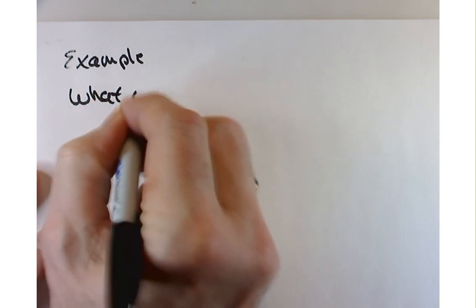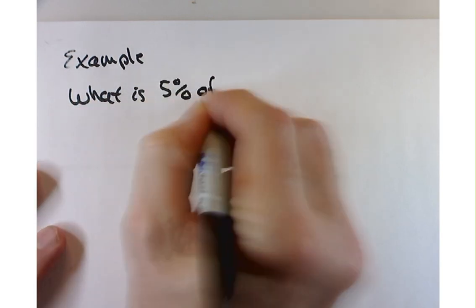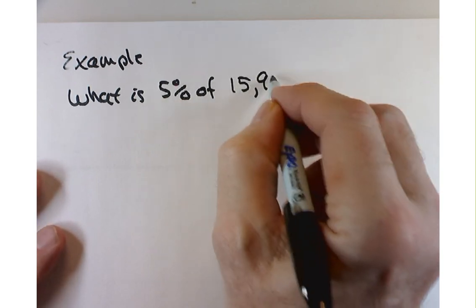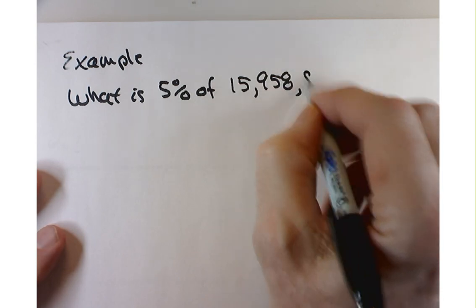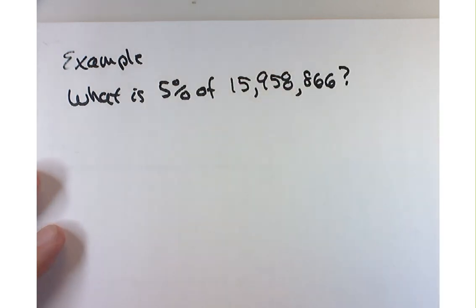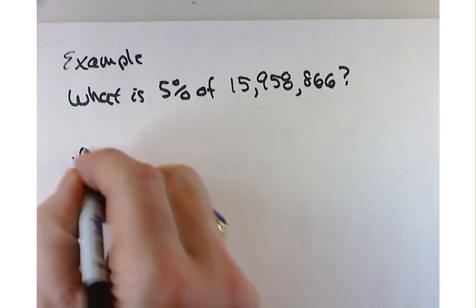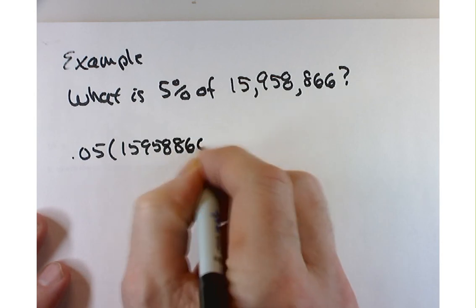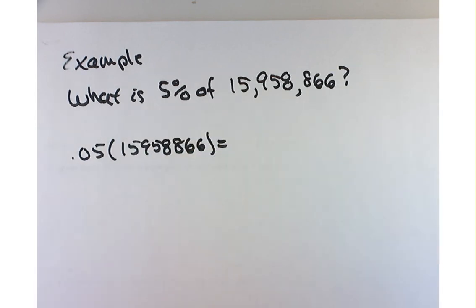What is 5% of 15,958,866? How would you find that? How would you know if the 5% rule applied? Well, we're going to have to do some calculations. How am I going to calculate that? 0.05 times 15,958,866. I'm sure we're comfortably below that threshold.